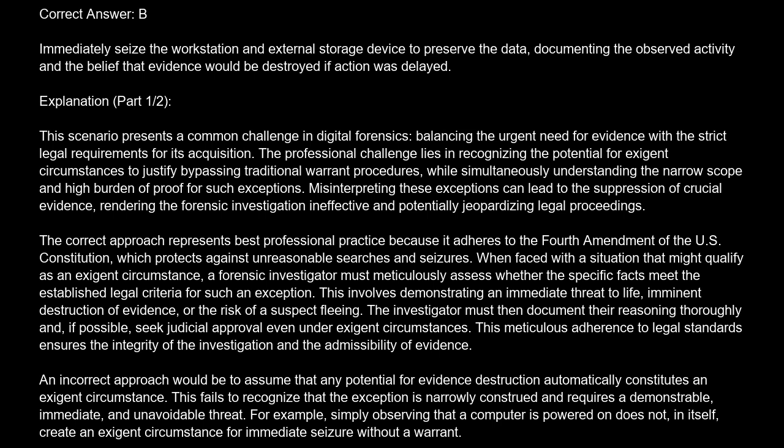When faced with a situation that might qualify as an exigent circumstance, a forensic investigator must meticulously assess whether the specific facts meet the established legal criteria for such an exception. This involves demonstrating an immediate threat to life, imminent destruction of evidence, or the risk of a suspect fleeing. The investigator must then document their reasoning thoroughly, and if possible, seek judicial approval even under exigent circumstances. This meticulous adherence to legal standards ensures the integrity of the investigation and the admissibility of evidence.